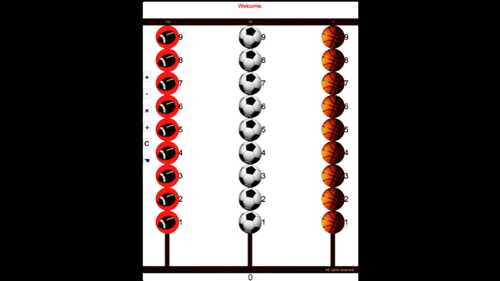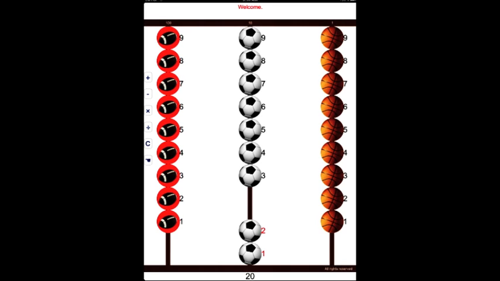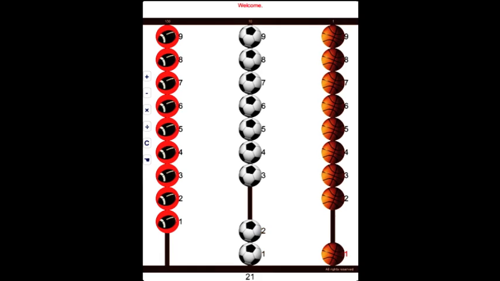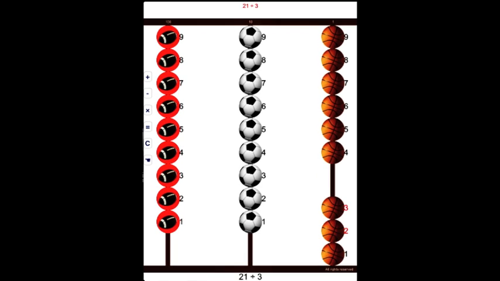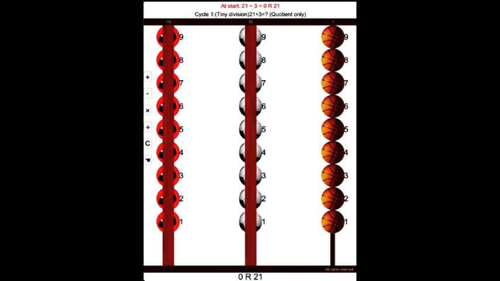So, to use the abacus to divide 21 by 3, you enter the dividend, which in this case is 21, and press divided by, just like a calculator. Then enter the divisor, 3. The abacus will show what you entered on the bottom, 21 divided by 3. Then press equals. The abacus illustrates the concept of division by first showing the quotient q as equal to 0 and the remainder r as equal to 21.